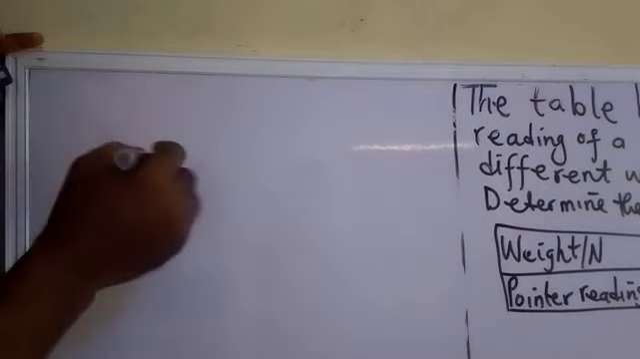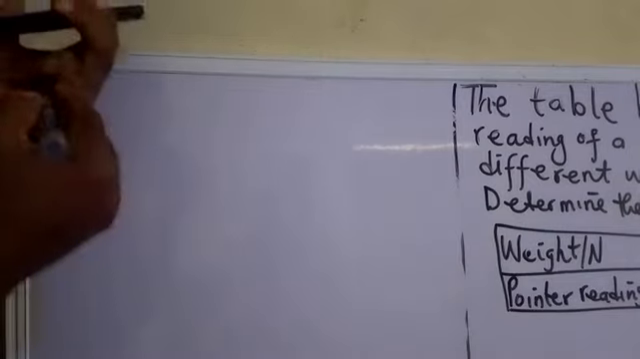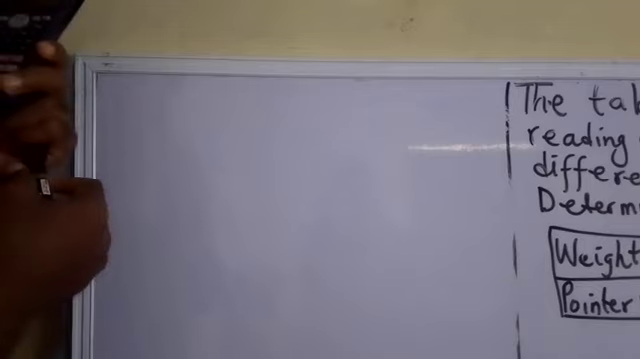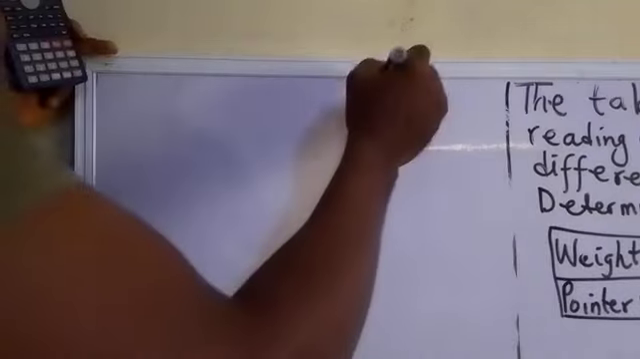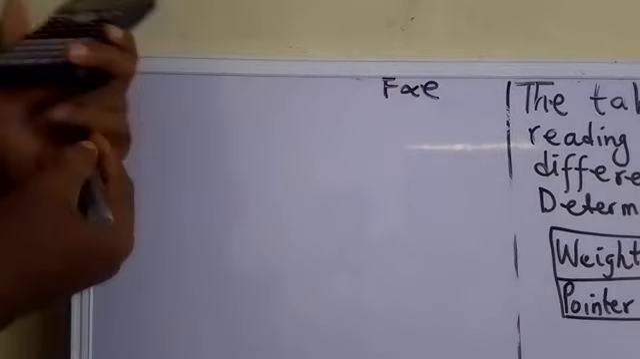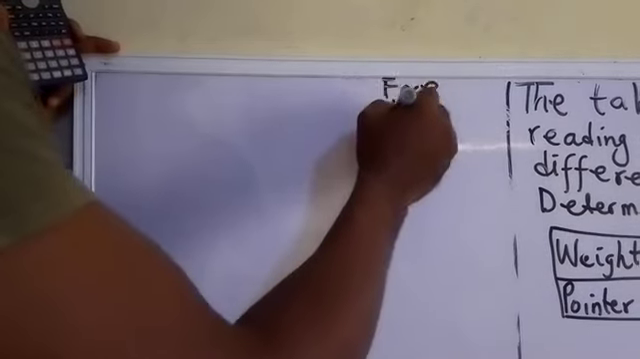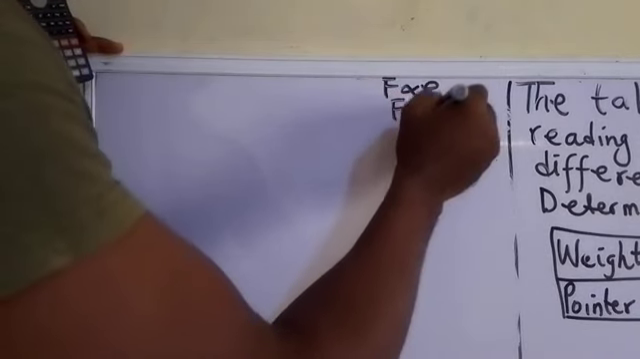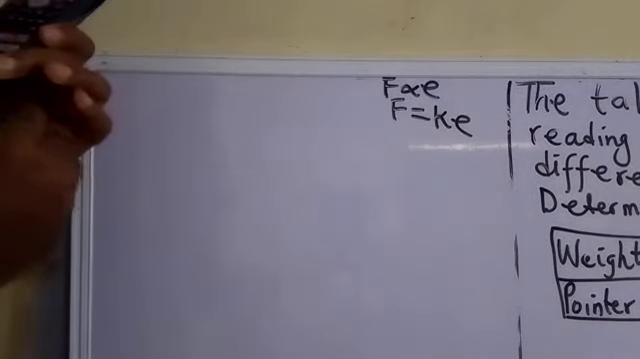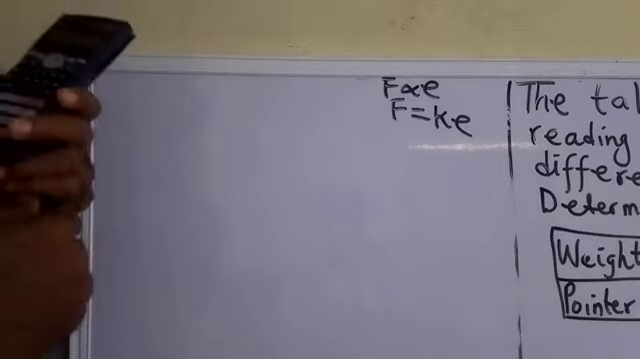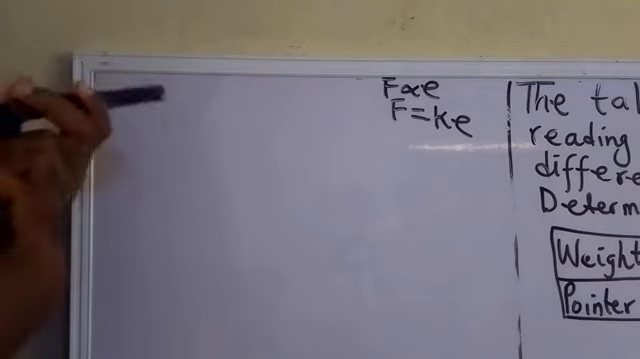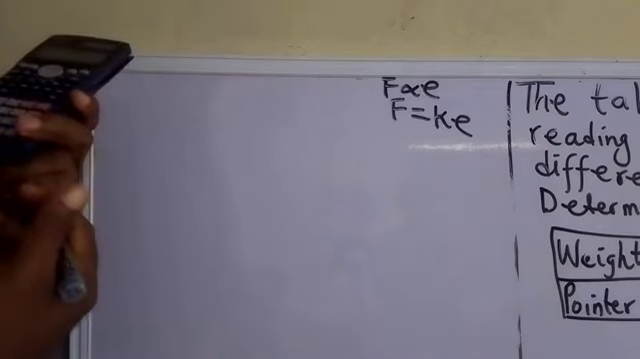Okay, if we want to try the graph method, we need to remember the key expression as a guide. From Hooke's law, we know that applied force is proportional to extension, provided the elastic limit is not exceeded. If we remove the proportionality sign, we put the proportionality constant K, and that is the stiffness of that spring balance, or the force constant, or constant of elasticity of the material.